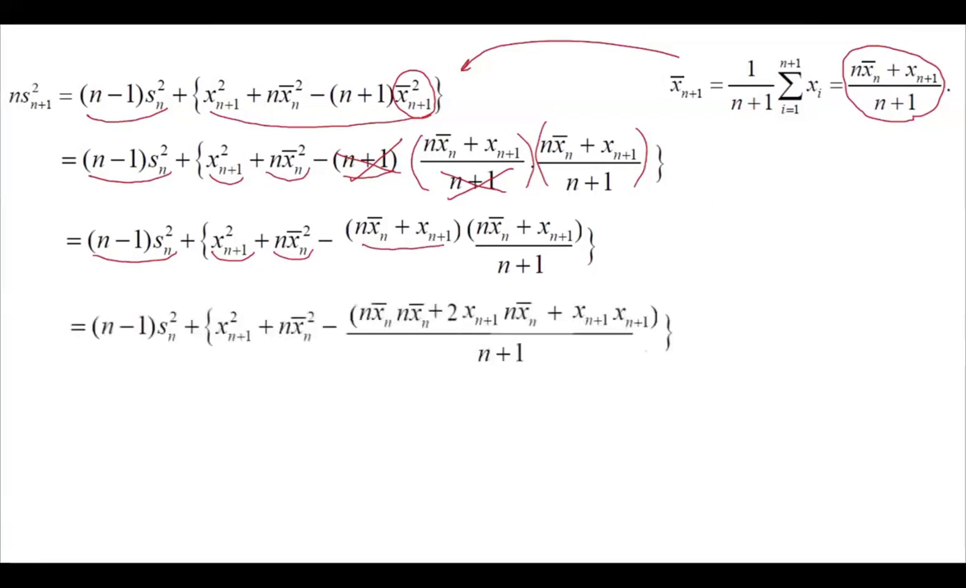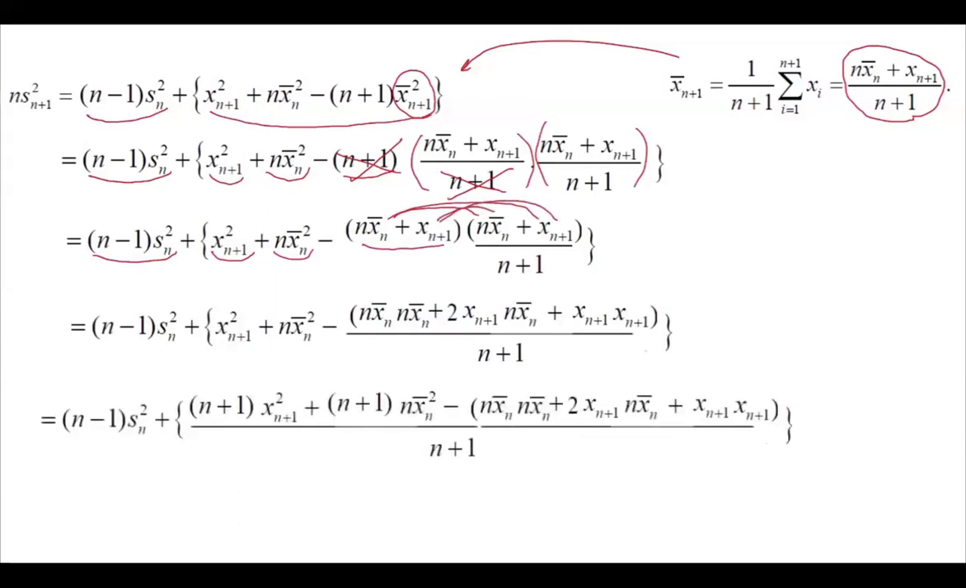Well, here you can take a common denominator and then simplify it further. You can multiply these two, just basic algebra, and then taking the common denominator gives you the following expression. You multiply n plus 1 by xn plus 1 to the second and divide it by n plus 1. The same for n xn bar to the second. You multiply by n plus 1 divided by n plus 1. And this guy already has n plus 1 as its denominator. Then you try to simplify this as much as you can.